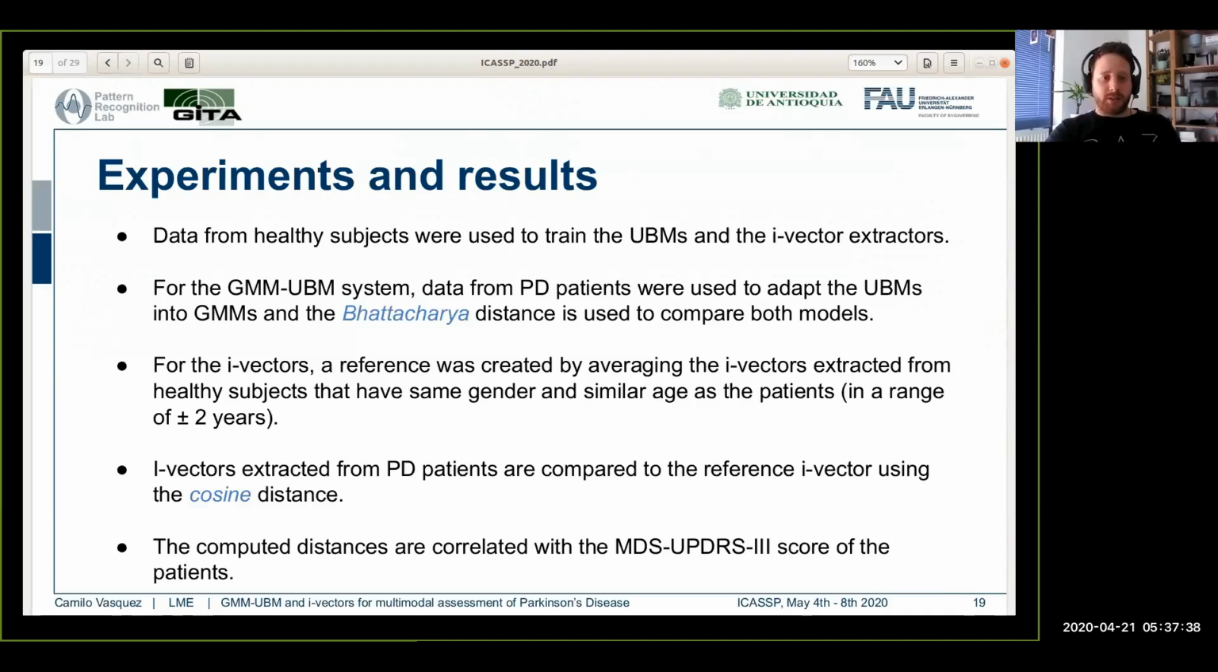For the i-vectors, a reference was created by averaging the i-vectors from the healthy subjects that have the same gender and similar age of the patients. Then, i-vectors from patients can be compared to reference i-vectors using the cosine distance. Finally, the distances are correlated as well with the MDS-UPDRS-3 score of the patient.